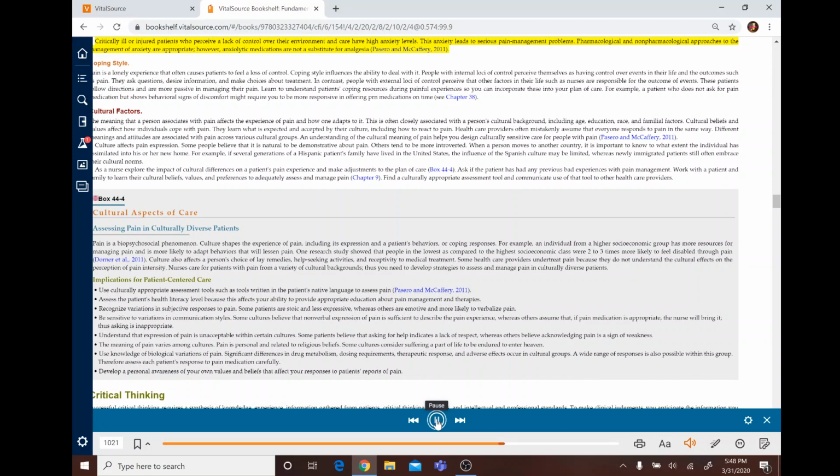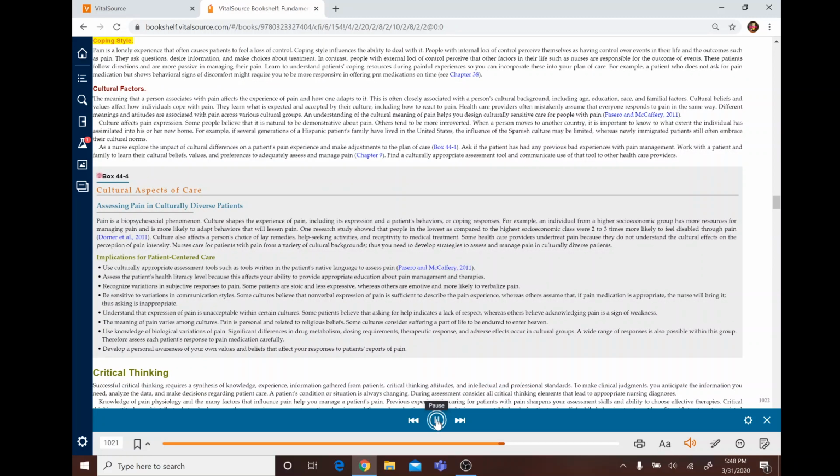Critically ill or injured patients who perceive a lack of control over their environment and care have high anxiety levels. This anxiety leads to serious pain management problems. Pharmacological and non-pharmacological approaches to the management of anxiety are appropriate. However, anxiolytic medications are not a substitute for analgesia. Ch44 and McCaffrey, 2011.